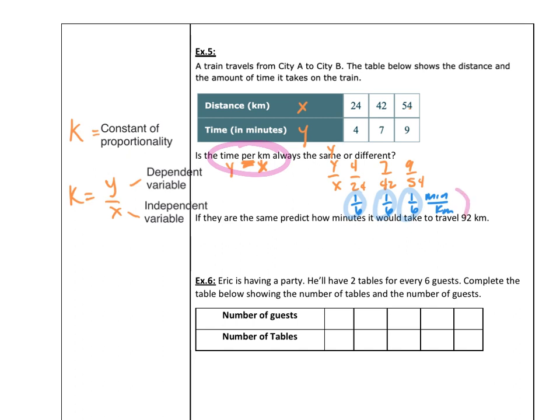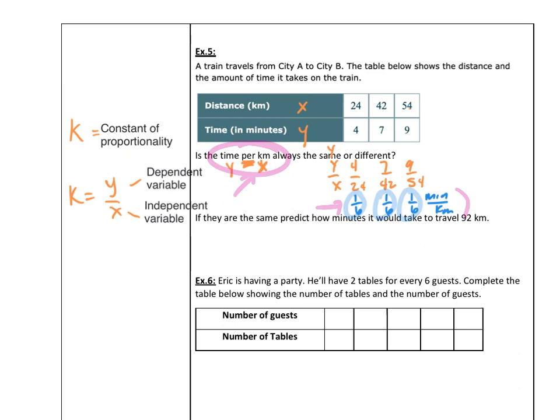And so this means K, which is that constant of proportionality. See, this is constantly 1/6 if it's proportional. So your constant of proportionality would be 1/6 minutes per kilometer. But normally you would talk about kilometers per minute. Okay? So you have to be really careful and look at what they're asking you to do.